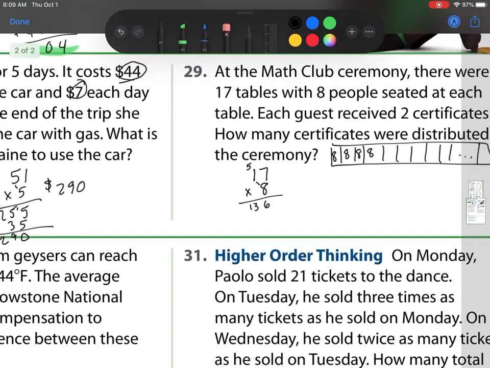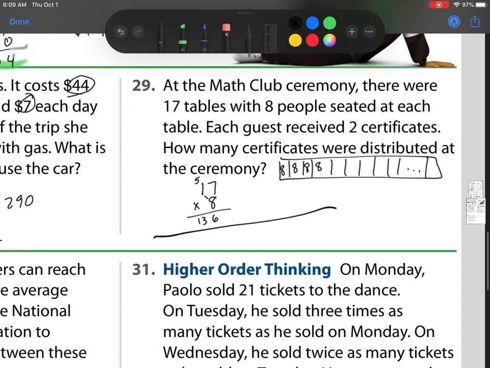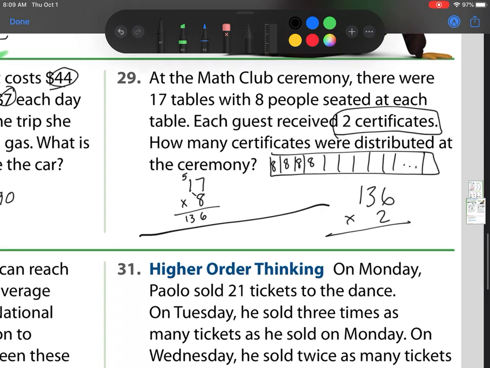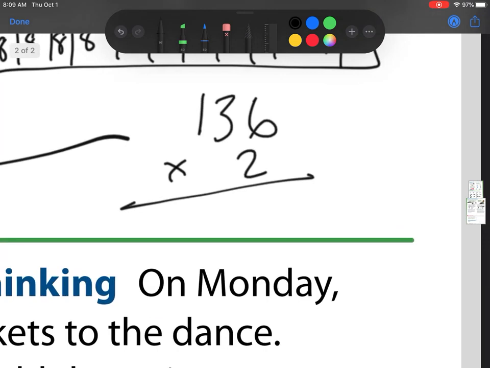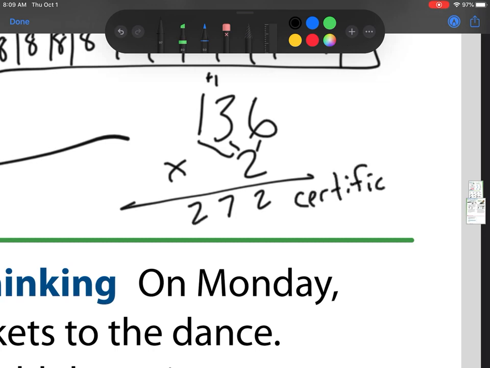But that's not how many they got, because notice it says this math club really likes certificates. Everyone got 2. So we have 136 now times 2. There's 136 people, and they all got 2 certificates. So we have 2 times 6 is 12. Regroup that 1. 2 times 3 is 6, plus 1 is 7. And 2 times 1 is 2. So how many certificates? There are 272 certificates.